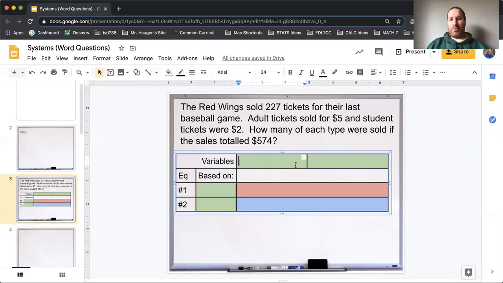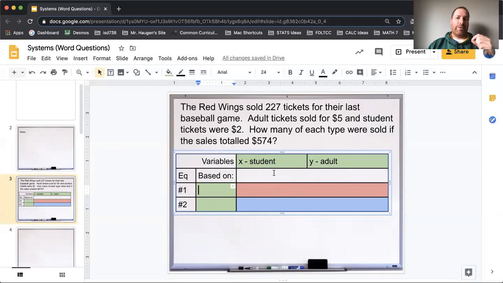So the things that we don't know here: I don't know how many adult tickets there are. I don't know how many student tickets there are. So I'm going to have X be my student tickets. I'm just going to type that in there, and I'm going to have Y be my adult tickets. It doesn't really matter as long as we have that consistent, that I know what they're standing for. And now we're going to make our equations.